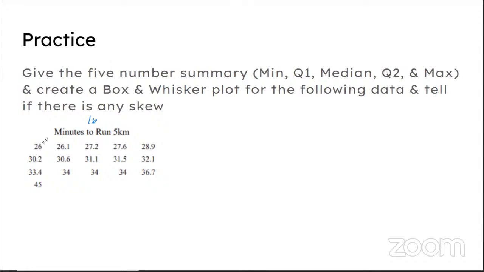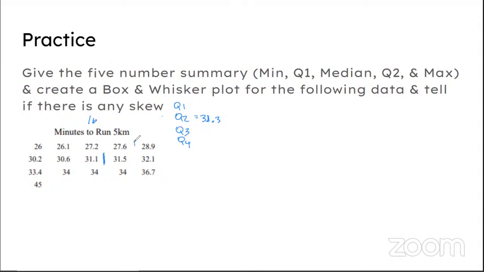So that means that there's going to be 8 on each side. 1, 2, 3, 4, 5, 6, 7, 8. Right there is the median. 1, 2, 3, 4, 5, 6, 7, 8. So halfway between 31.1 plus 31.5, enter, divided by 2 is going to be 31.3. So let's go ahead and put quartile 1, quartile 2, quartile 3, and quartile 4. This is going to be 31.3.